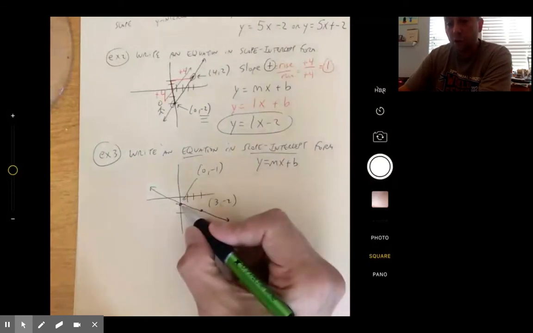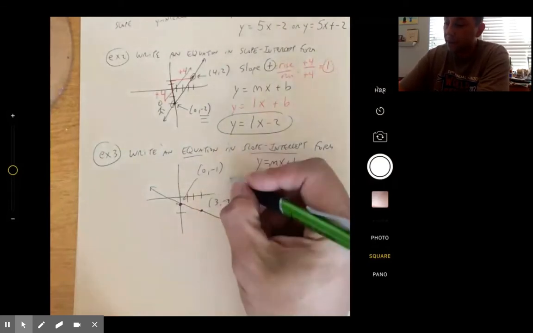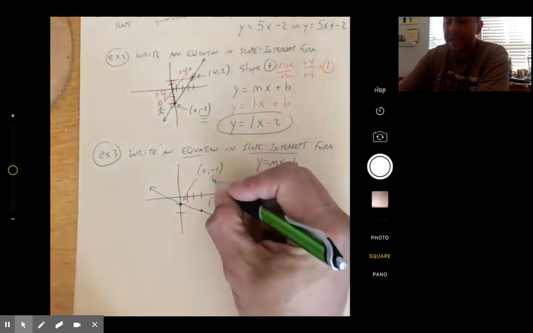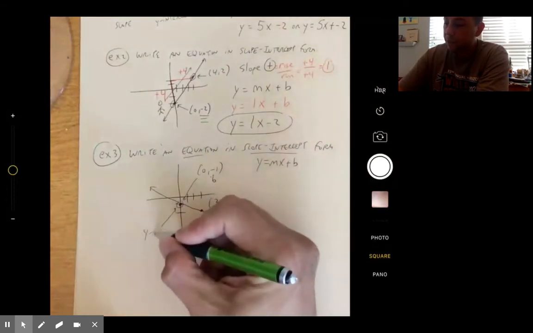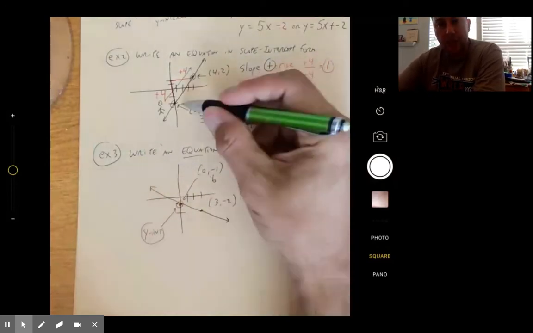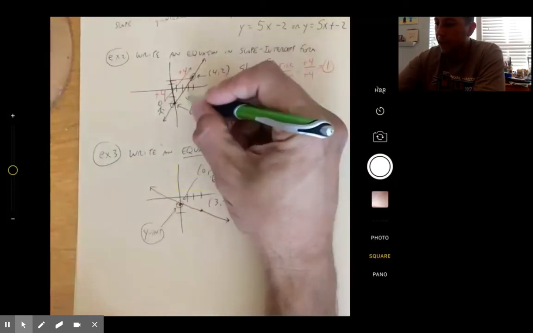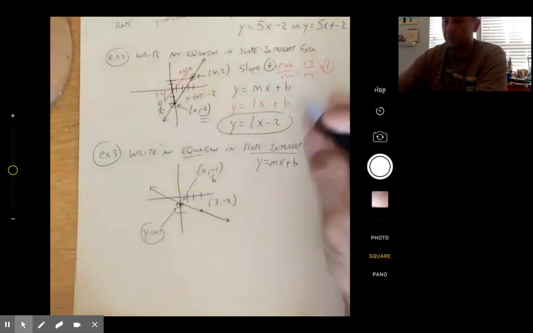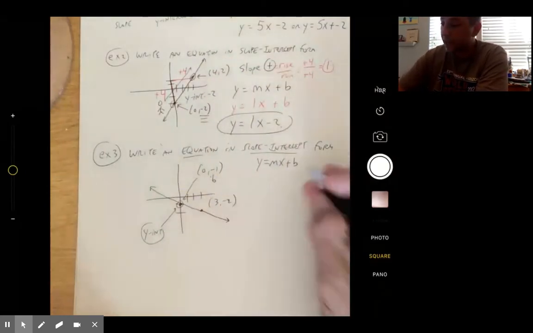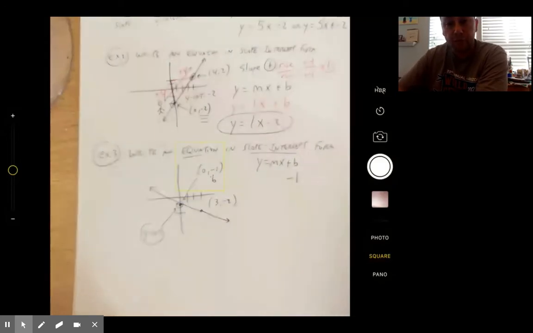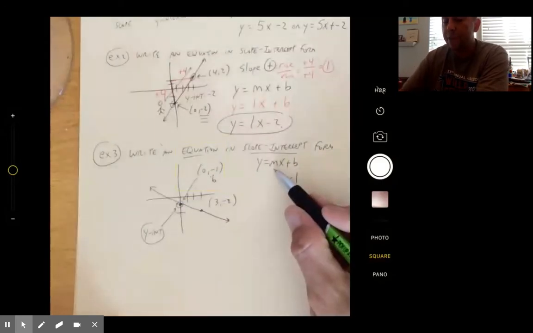If it says it crosses at 0, -1, that means we already know what b is, because we're looking right away at the y-intercept. When we did it the last time, it crossed at -2. We knew that the y-intercept was -2. That's where we put that there. Now we know it's going to be -1. So I'm going to plug in a -1 for b, but we do not know m yet.